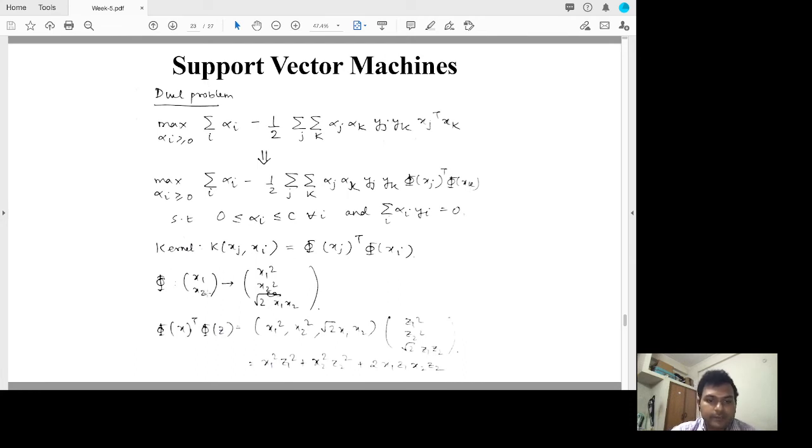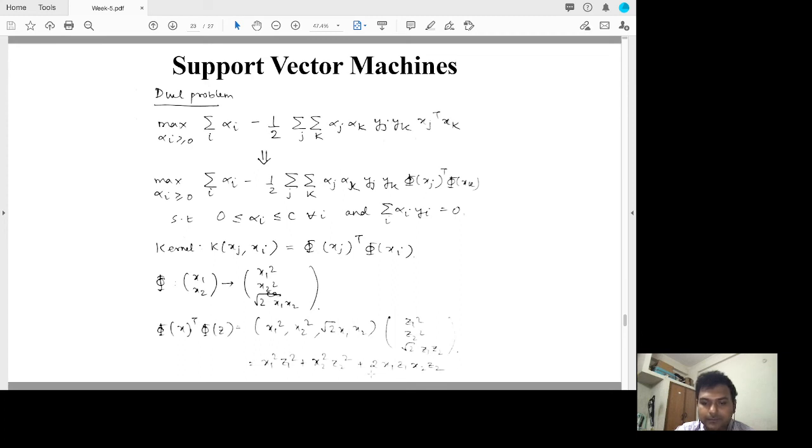Okay, yeah, phi of x1 x2 becomes x1 square, x2 square, root 2 x1 x2. And now I do this computation, which is phi of xj transpose phi of xk. I do that with x and z. So phi of x transpose phi of z becomes a dot product of x1 square, x2 square, root 2 x1 x2 and z1 square, z2 square and root 2 of z1 z2, which if you break it up becomes x1 square z1 square plus x2 square z2 square plus 2 of x1 z1 x2 z2.